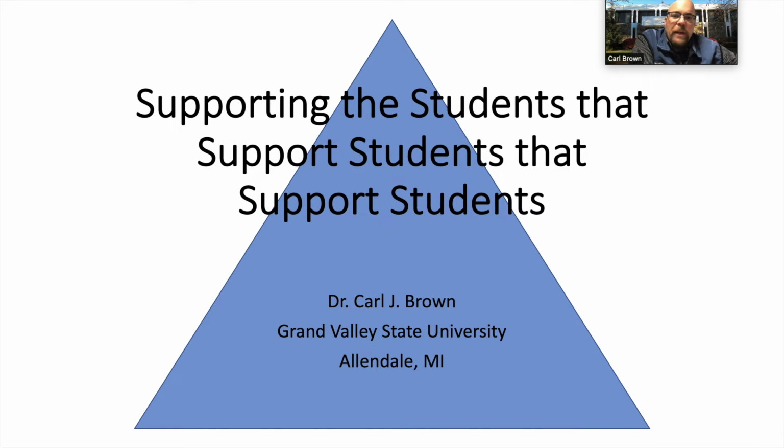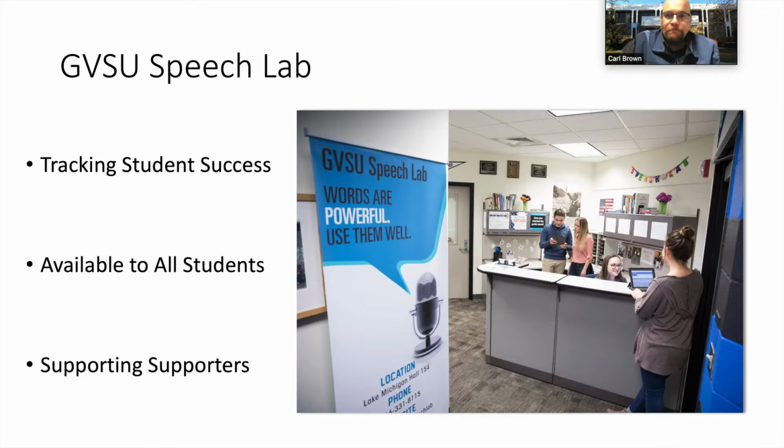I'm Carl Brown, and I do want to talk to you about how we support these folks, specifically at my school, Grand Valley State University. I want to talk to you today about the issues with simply tracking student success and what that means. Second, I want to talk about how offering our services to all students is a first step, I think, in student success. And then last, I will tell you a couple examples of how we specifically support those supporters.